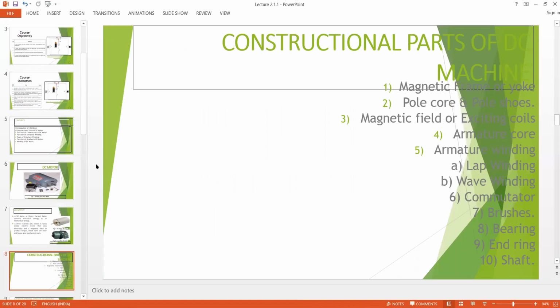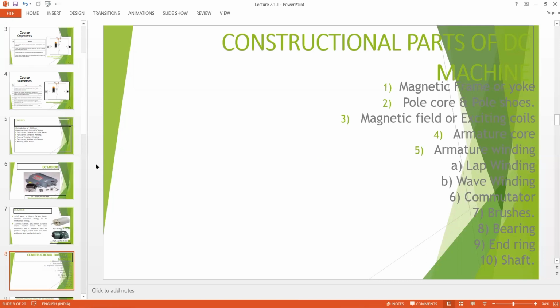On the right hand side, it is having some problem. Magnetic frame, yes, outer part of the machine, yoke. Then we are having pole core, which is near your poles. Then magnetic field exciting coils, then armature core, armature winding, lap winding, wave winding. They are the two different ways I can segregate armature winding. Then we have commutator, bearings, end ring, and shaft.